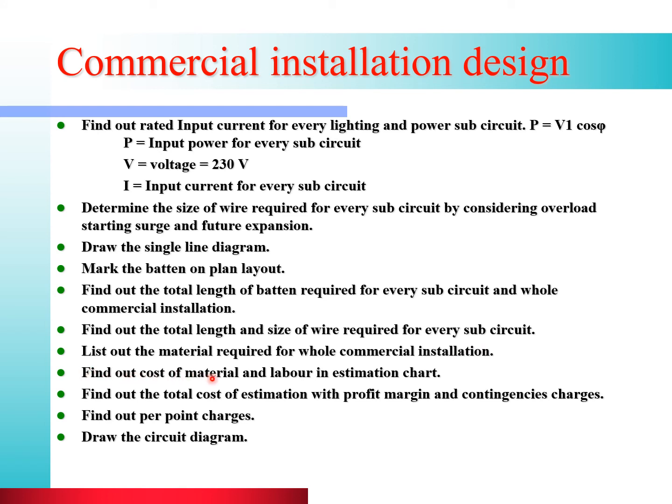Then find out the cost of material and the labor in the estimation chart. Then find out the total cost of estimation with profit margin and contingency charges. Find out per point charge and then draw the circuit diagram. So these are the different steps required for commercial installation design.